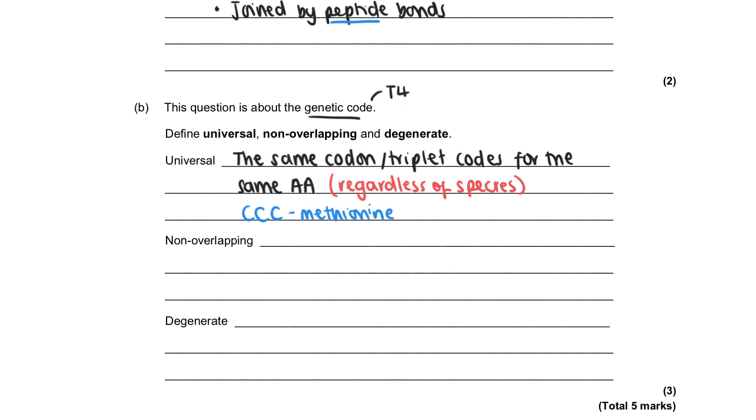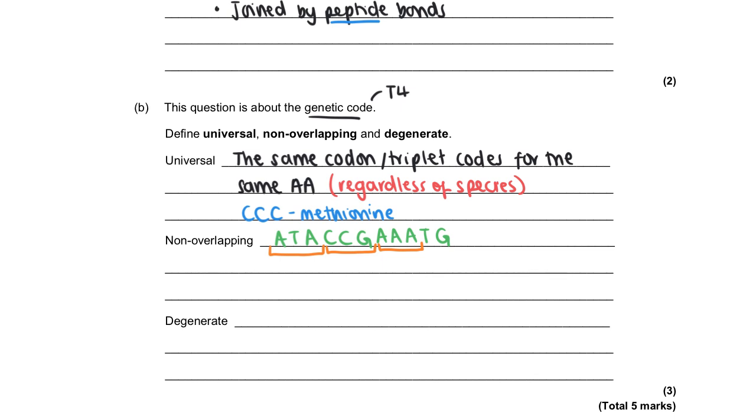Non-overlapping, I was a little bit disappointed in. I think for lots of you, it was evident that you kind of understood what it meant but didn't know how to explain it. And so let's consider a sequence of bases like this. Okay, so A, T, A, C, C, G, A, T, G. Now the whole idea of non-overlapping is that each one of these bases is only read once. Okay, so there's no overlap.